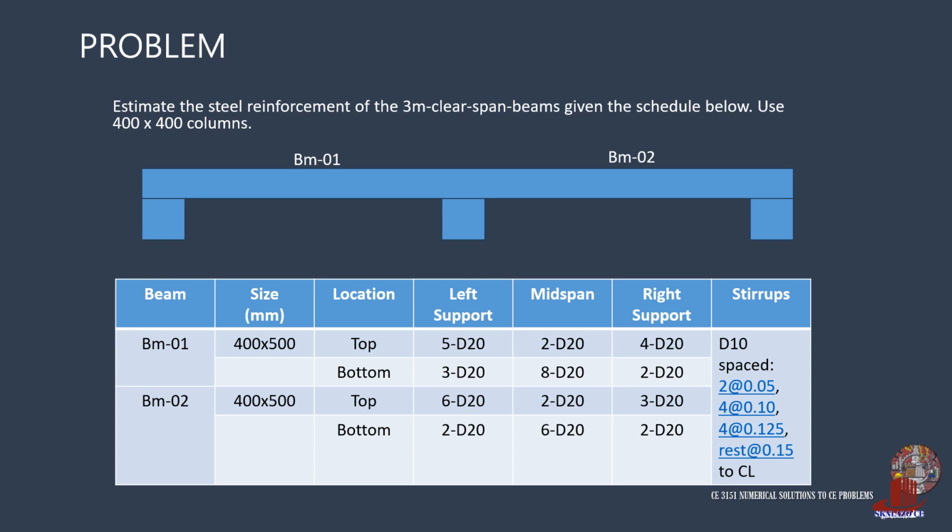Top bars for beam 1 are written as 5, 2, and 4. Then bottom bars are 3, 8, 2. The top bars on beam 2 are 6, 2, and 3. Then the bottom bars are 2, 6, and 2.